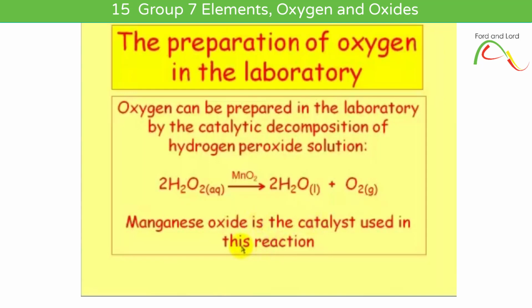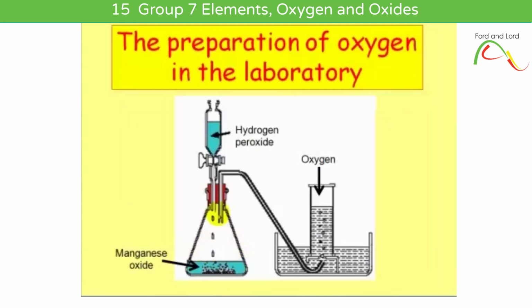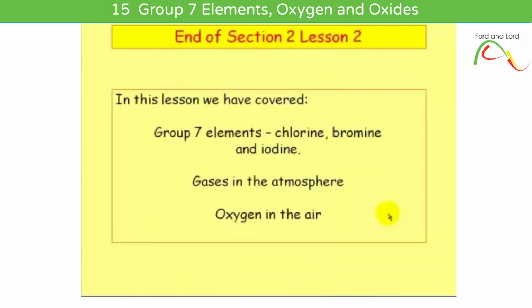And we can see the apparatus here. What you'd have at the bottom here, you'd have manganese oxide, catalyst. You'd have up here hydrogen peroxide. You drip this onto the catalyst. As the hydrogen peroxide decomposes, oxygen bubbles off and is collected above water over here, and over here you're left with the water as a result of breaking up hydrogen peroxide. Right, pretty neat. Okay, we've done a lot in this lesson.